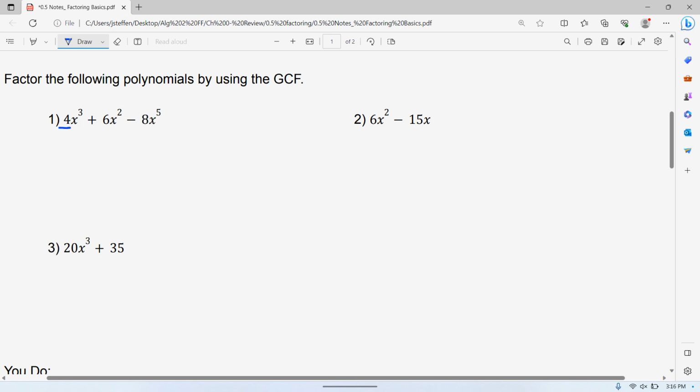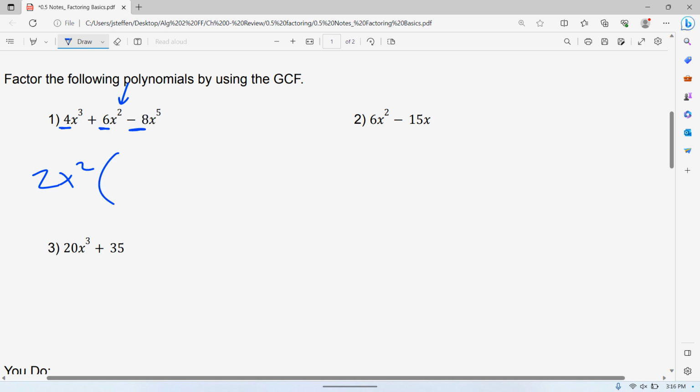The way we're going to do these is we're going to look at the numbers first. So the 4, the 6, and the -8. They have a common factor of 2. It can't be 4 because 6 divided by 4 is a decimal. It can't be 8 because 4 divided by 8 and 6 divided by 8 is a decimal. So it's got to be 2. And then your variables, it's always your lowest exponent. So that's got to be x squared.